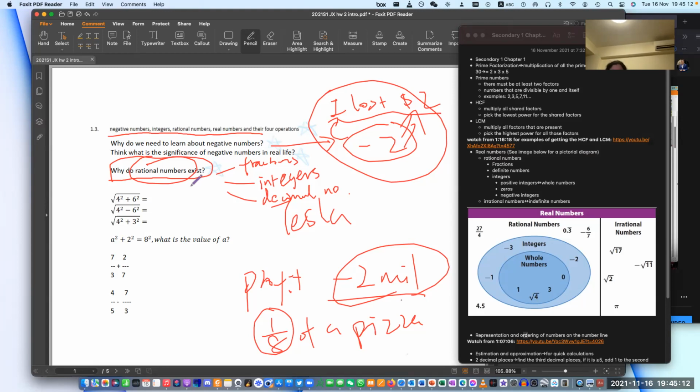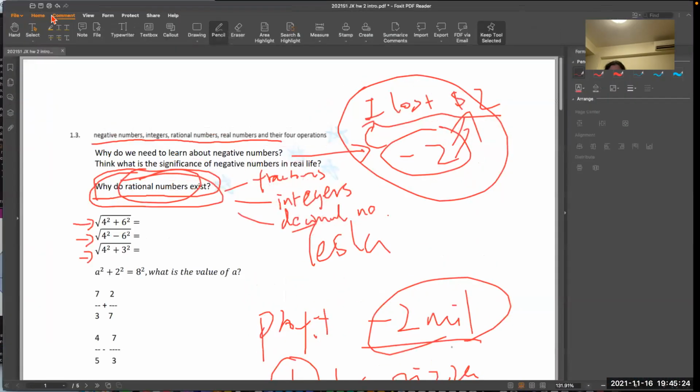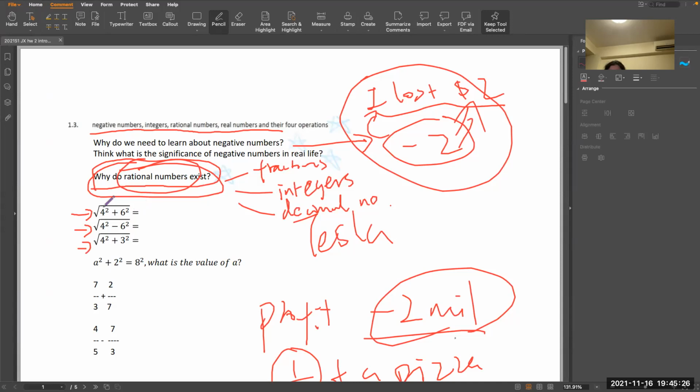So now, if you have learned about rational numbers, then you will start to see that all these questions start to make sense. All right, so let's continue. So okay, how do you do this question? First thing first, do you know what's the meaning of this? We talked about it. This is a square root sign, right? Am I right?